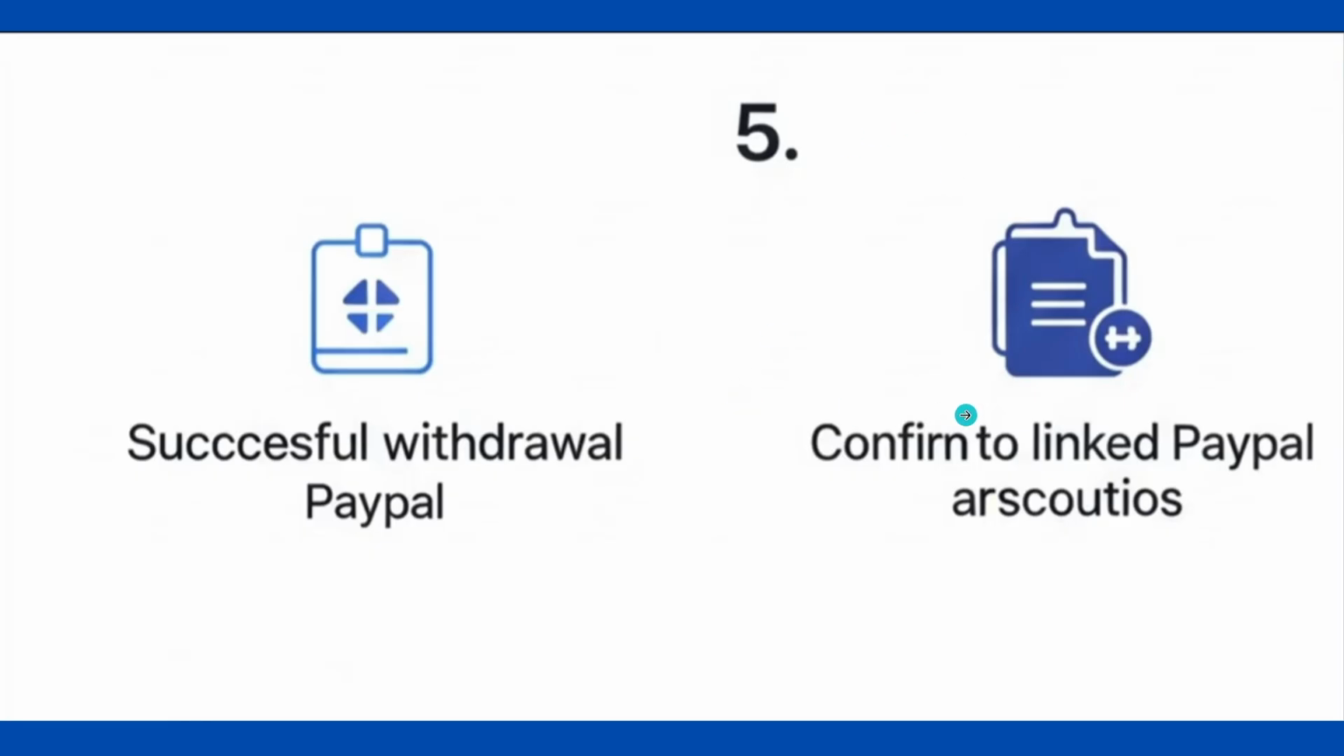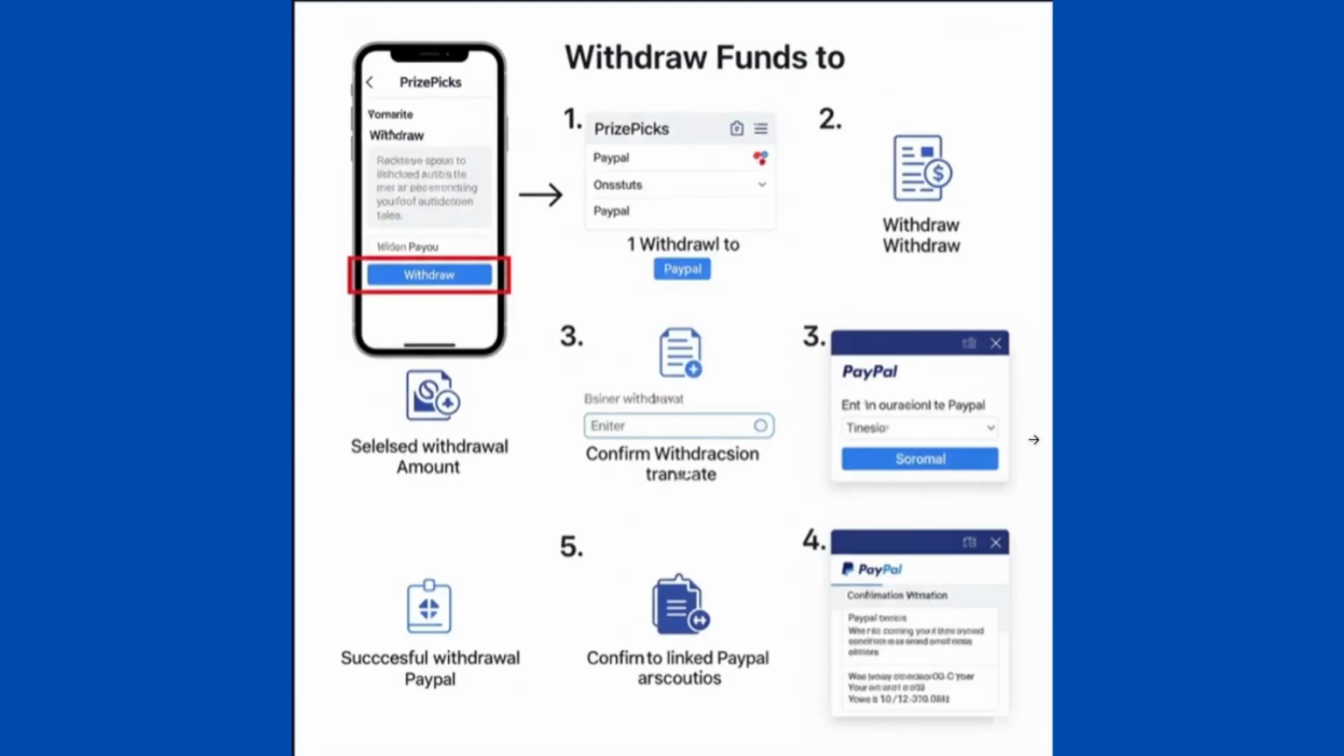After you confirm, PrizePicks will process the request and send funds to your PayPal. Transfers often arrive within minutes to a few hours, though times can vary based on verification, region, or system load. You should receive a confirmation email when it's complete. If you don't see funds right away, refresh your PayPal activity and keep an eye on your email for updates.